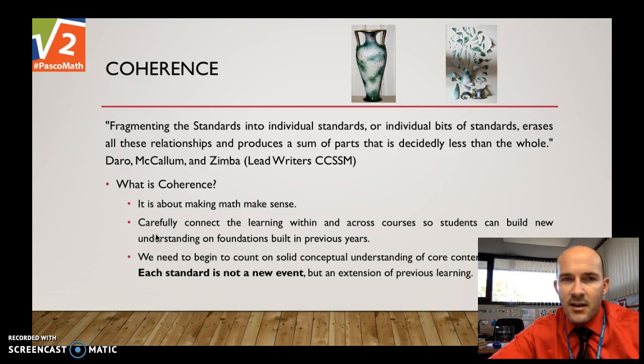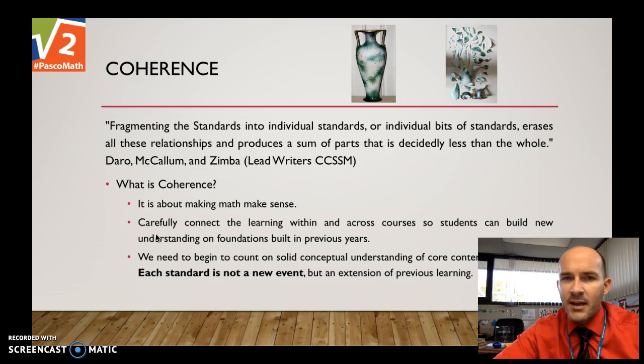There's a quote straight from the standards that says, fragmenting the standards into individual standards or individual bits of standards erases all the relationships and produces a sum of parts that's decidedly less than the whole. That's really stuck with me, so I wanted to share it with you. So when we're looking at what coherence is, it's really about making math make sense.